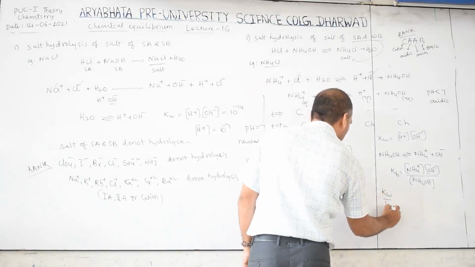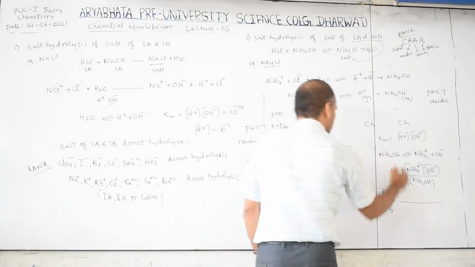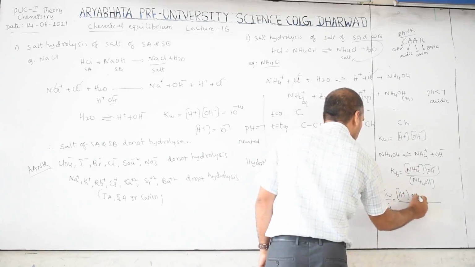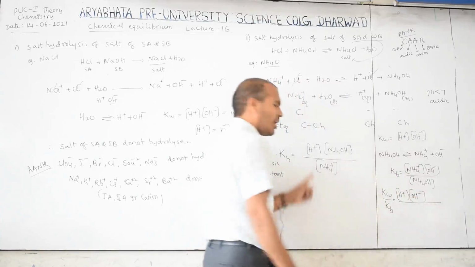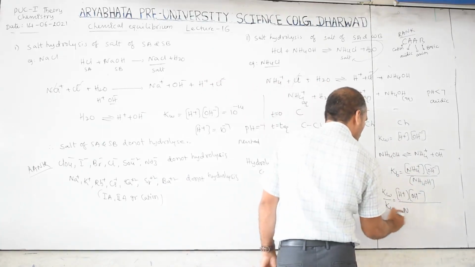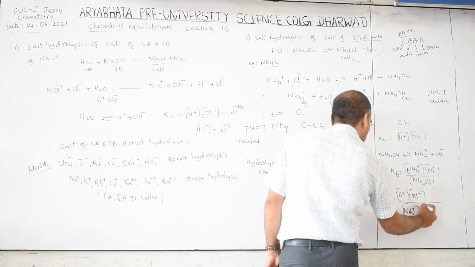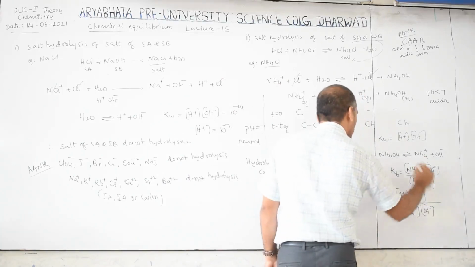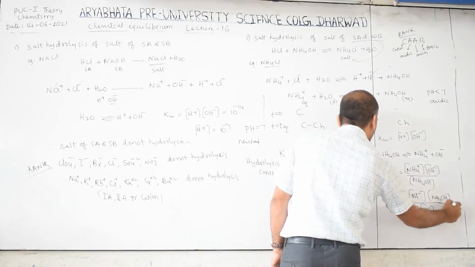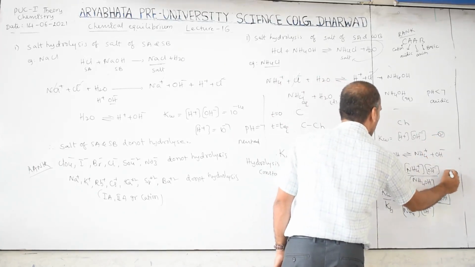Kw by Kb. If you do like this, then the H plus ion concentration and OH minus ion concentration, because in the numerator H plus is there. In the denominator, NH4 plus is given, so the denominator is NH4 plus concentration and OH minus ion concentration. This denominator goes to the numerator, giving NH4OH concentration. Now consider this equation 1, this equation 2, this equation 3.